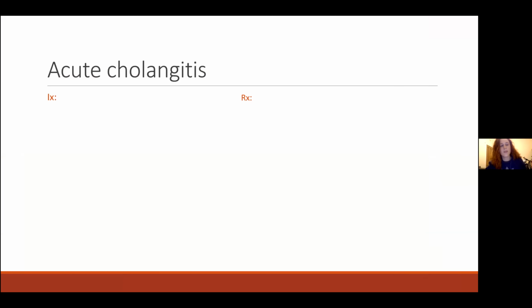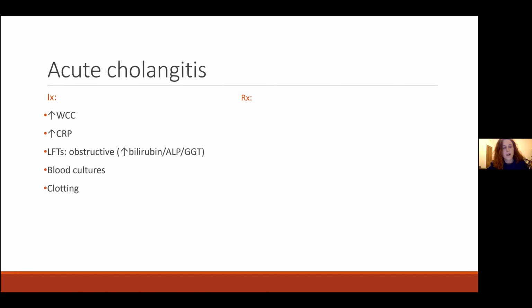So the investigation for acute cholangitis, you have a raised white cell count, as I said before, a raised CRP, as it's an infectious process. LFTs are obstructive. You'll probably do blood cultures because they can be septic. You'll look at clotting because this can be deranged. Abdominal ultrasound scan will show dilated ducts, and if it's a stone that's causing the cholangitis, it will show the stones in the bile ducts as well.